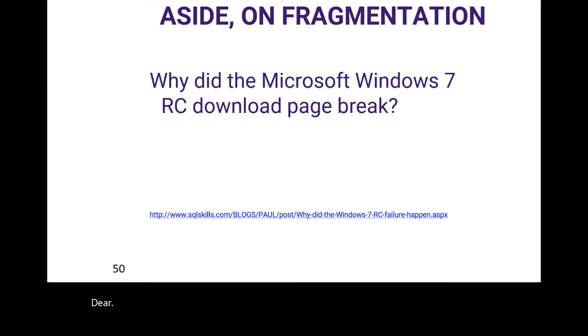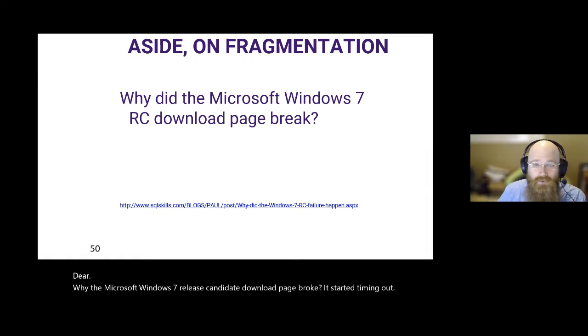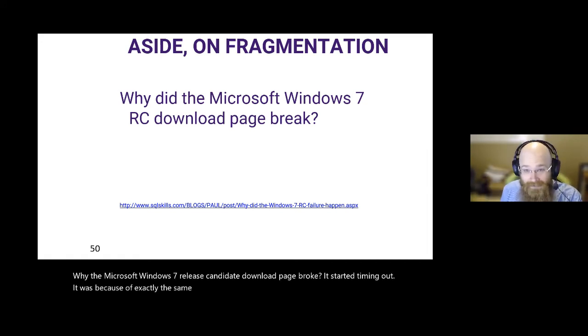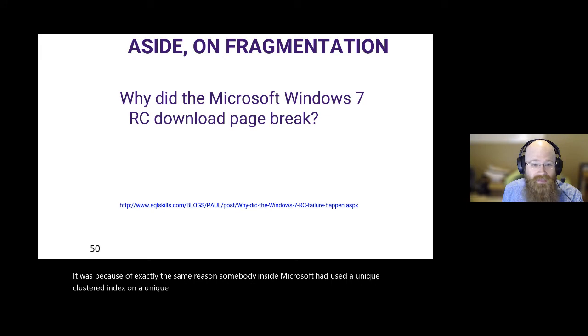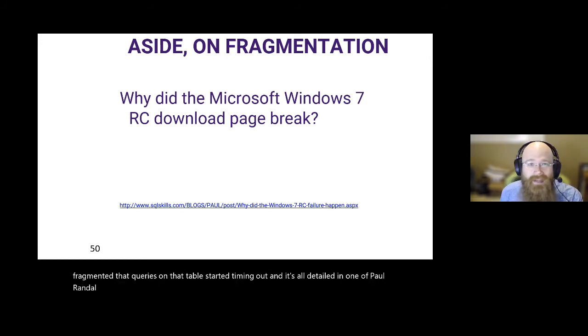Anyone know why the Microsoft Windows 7 release candidate download page broke? It started timing out. It was because of exactly the same reason. Somebody inside Microsoft had used a unique clustered index on a unique identifier that was just generating random keys, and it became so fragmented that queries on that table started timing out. And it's all detailed in one of Paul Randal's blogs right there. On his blog, Paul Randal, the guy who wrote DBCC CheckDB and a lot of other stuff for Microsoft.